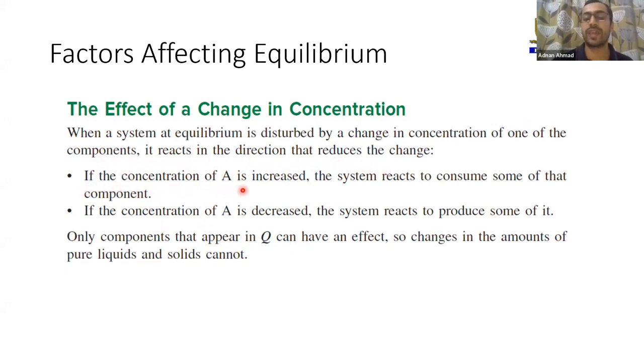If the concentration of A is increased, the system reacts to consume some of that component. If the concentration of A is decreased, the system reacts to produce some of it. Only components that appear in the Q quotient can have an effect, so changes in the amounts of pure liquids and solids cannot. This is the point we discussed a few slides back, when we were discussing the equations on the whiteboard. I told you that we cannot have pure liquids and pure solids in the expression.